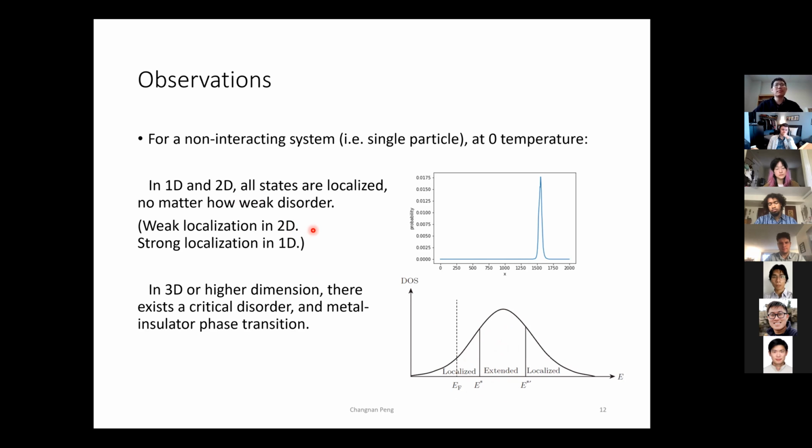But there's still some difference between 1D and 2D. In 1D, it's even more localized. It's called strong localization. But in 2D, the localization length scale can be exponentially large. So sometimes the localization length can exceed the size of your system, or exceed the coherence length brought by finite temperature.